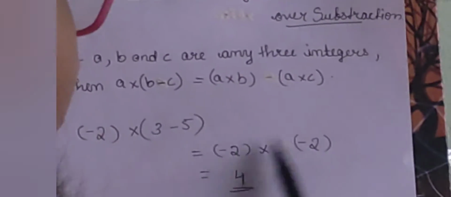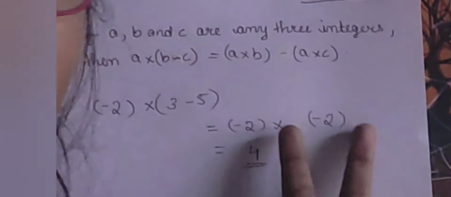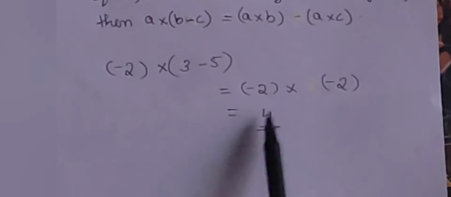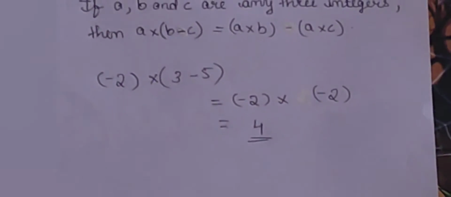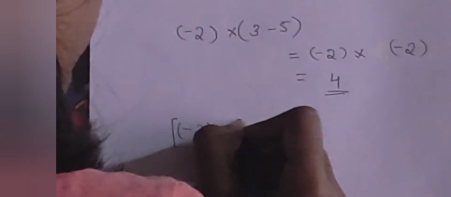Here we have one negative, one negative. Here the two integers are negative. So the answer is positive 4. And negative 2 into 3 minus negative 2 into positive 5.